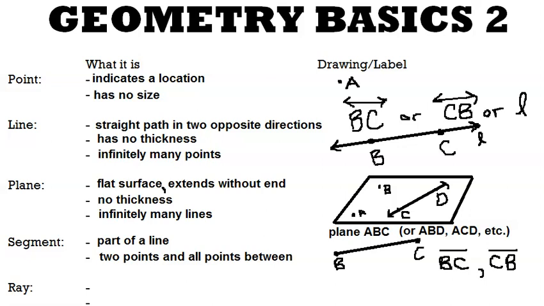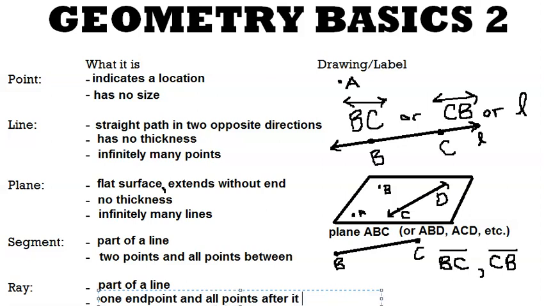All right, last but not least, we have a ray. Now, this is the one that kids get wrong more often, and the reason is because they don't realize that a ray has to have a specific order, because a ray only takes one end of a line. So basically, it starts at one endpoint, but then it continues all the way along the line. So it's one endpoint and all points after it on the line.